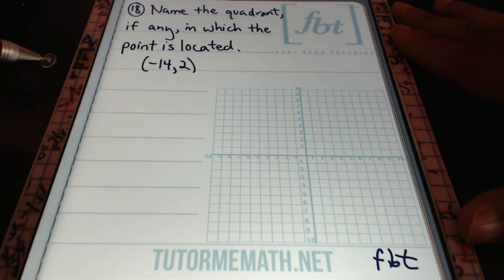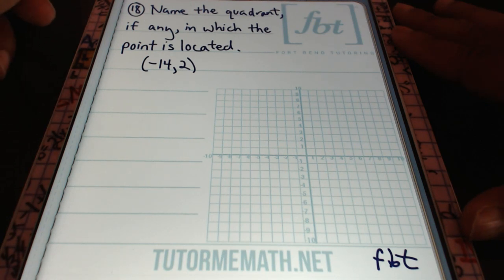So let me go ahead and read this over. It says, name the quadrant, if any, in which the point is located. We have the point -14 and 2.